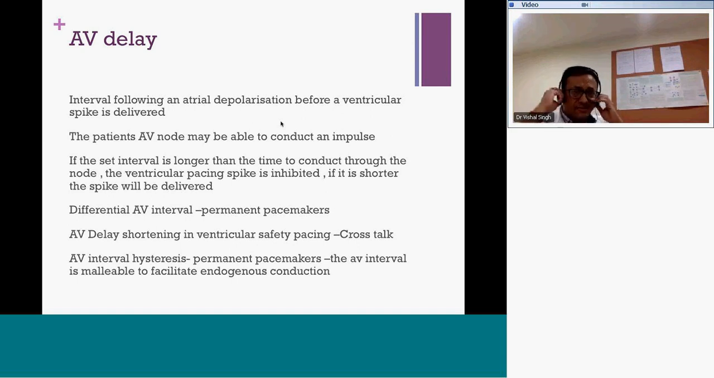So remember that AV interval is set automatically. If the interval is longer than the time to conduct through the node, the endogenous rhythm would go through and the ventricle pacing spike is inhibited. But if it is shorter, then the pacing spike will be delivered. Okay, so that is the advantage of AV delay. You have the pacemaker doing the role of an AV node in that situation. Now, pacemakers have the provision of differential AV intervals. For example, if you have a patient who has a rate intermittently, the permanent pacemakers will allow AV interval hysteresis, and this interval is able to facilitate endogenous conduction.